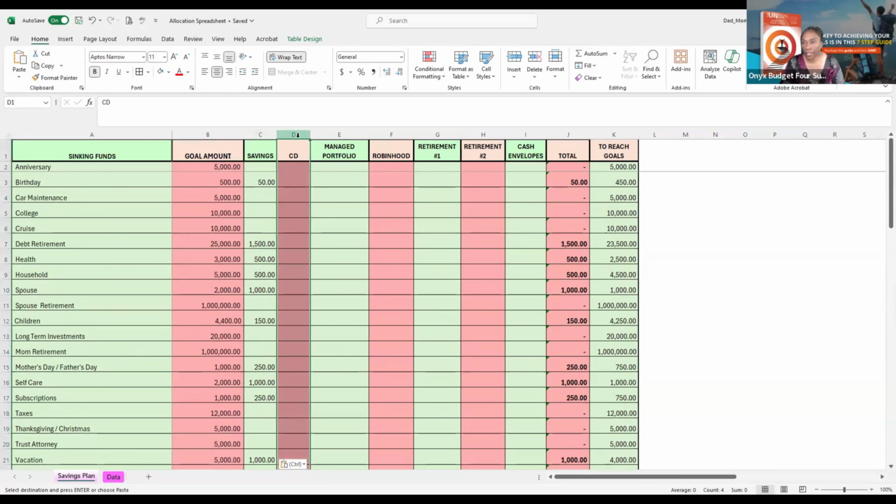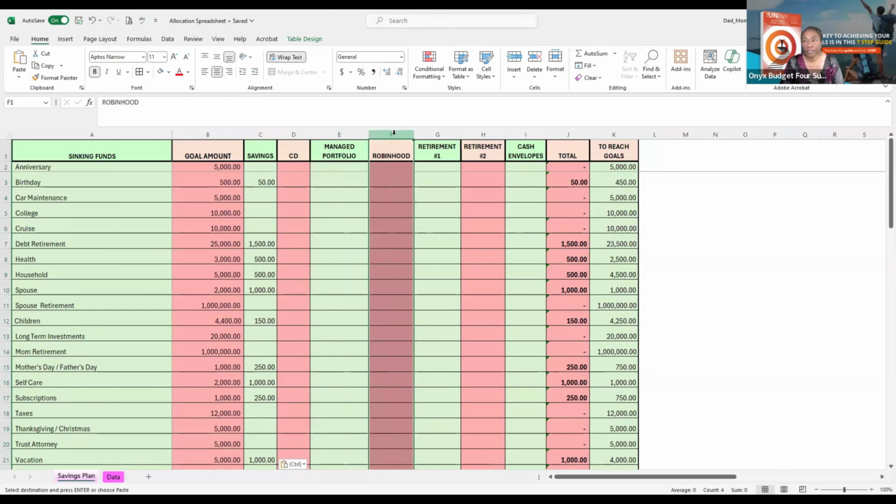CDs. They're locked in, right? They may be locked in for a year, 9 months, et cetera. Managed portfolio. You don't want to take money in and out of your managed portfolio. So the amounts that you save here are amounts that you won't need for a while.